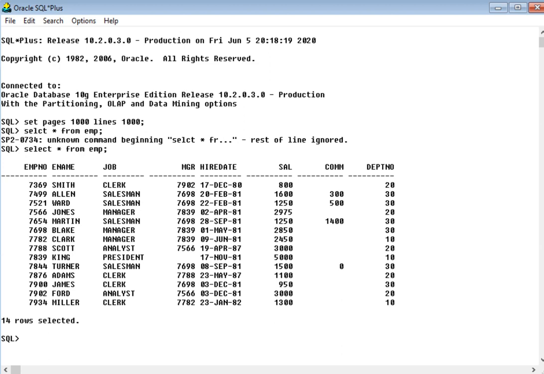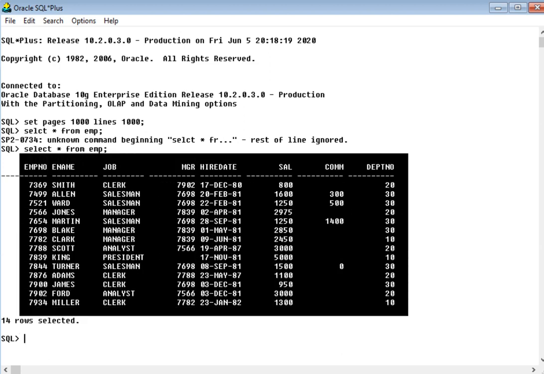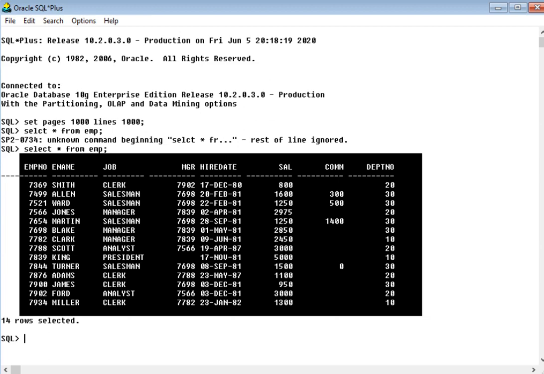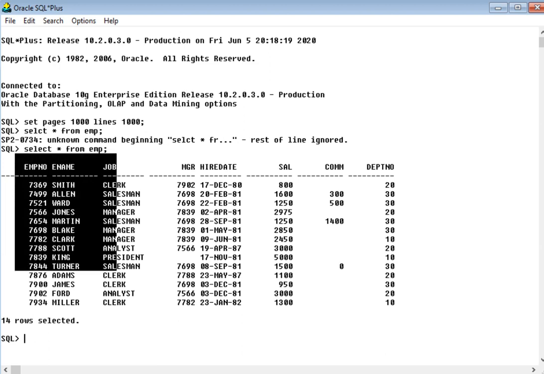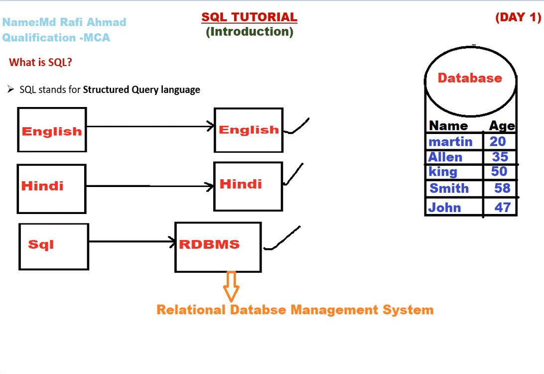So what are these? These are the data. How did this data come here? By writing queries. How can we write the queries? With SQL. SQL is a language so that we can write queries to insert the data into the database. This is all about SQL, nothing else. SQL is a very, very easy language, so just focus.